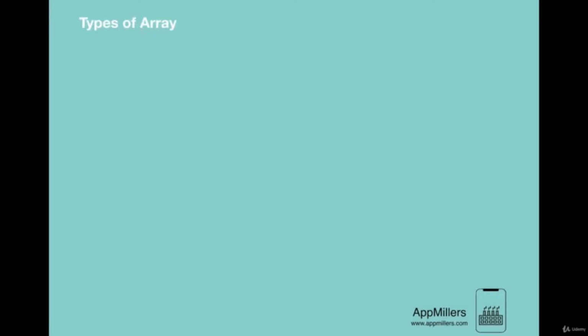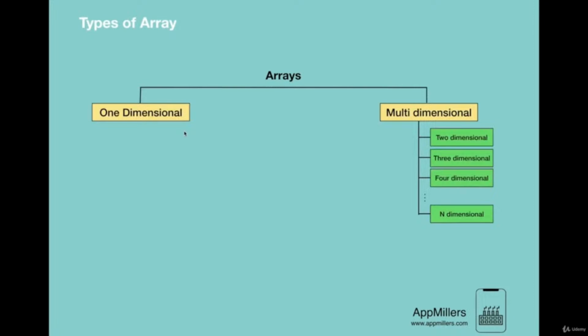Alright, in the last lecture, we learned what an array is and why it is needed in programming. Now, in this video, we will look at different types of array. There are 2 types of array depending on the number of dimensions. They can be one-dimensional or multidimensional. Multidimensional arrays can be 2-dimensional, 3-dimensional, 4-dimensional, up to n-dimensional. So let's see what we mean by this.